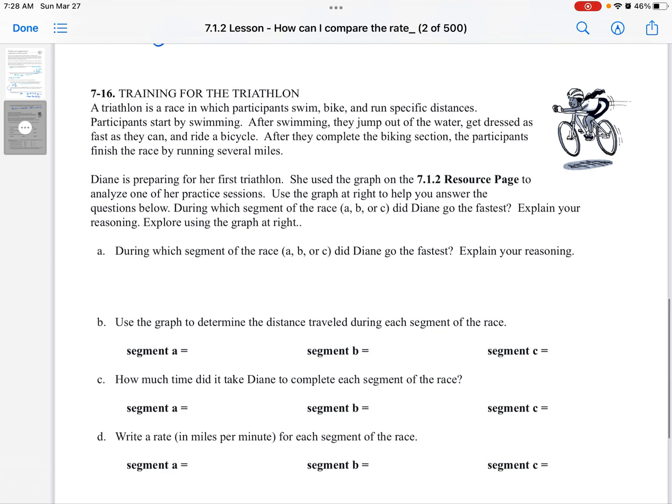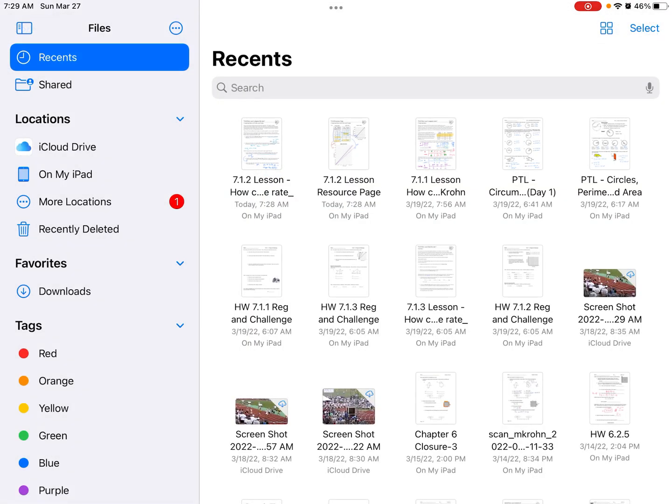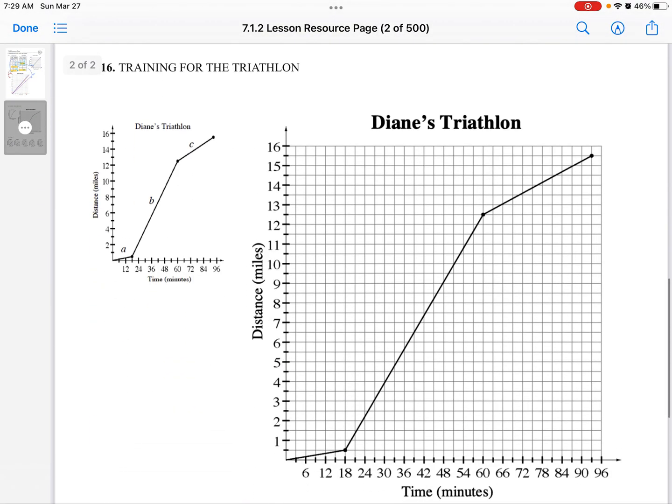Diane's preparing for her first triathlon. She used the graph, which I'll show you in a moment, to analyze one of her practice sessions. Use that graph to help answer these questions. During which segment of the race, A, B, or C, did Diane go the fastest? Explain your reasoning. Explore using the graph at the right, or on the other page. Okay, well, let's go to that graph and process what's going on in here.